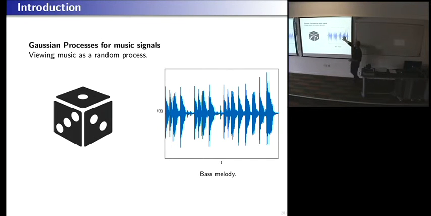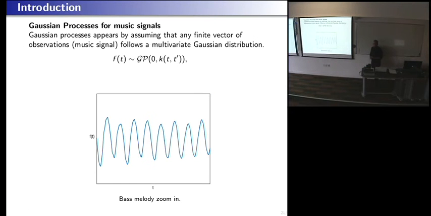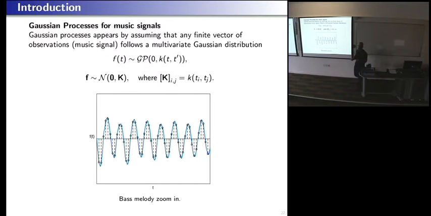Let's zoom in on a small section of this function. This is a continuous object because the air pressure variation at a specific point in space produced by a music instrument is a continuous phenomenon. But when we make an audio recording, what we do is observe that continuous phenomenon at certain instances of time. Here, the Gaussian process appears by assuming that any finite vector of observations, I mean every music signal, follows a multivariate Gaussian distribution.